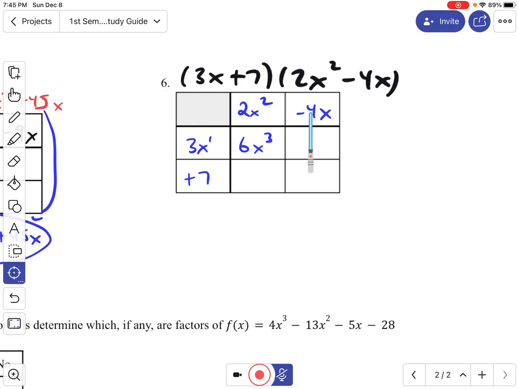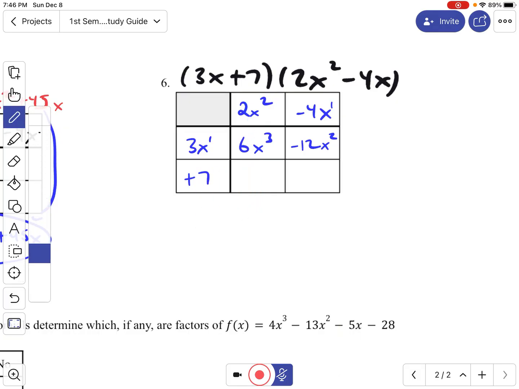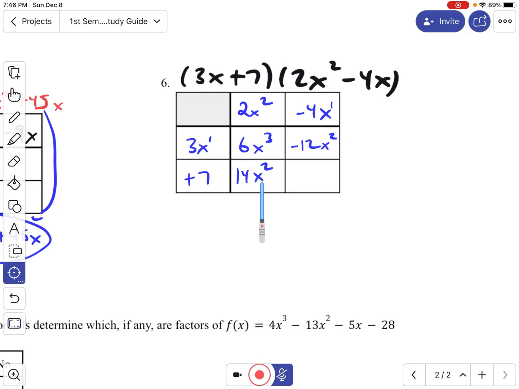Same thing here, negative 4 would be multiplying the 3 on this one, negative 12. And then here we'd have x squared, because x to the 1 times x to the 1 is x to the 2. You're going to add these exponents when you're multiplying. That's the product rule. Right here, we're going to multiply 2 and 7, which would give you 14. And then we're just going to carry down the x squared, because there's no x here. And then 7 times negative 4 would be negative 28x.